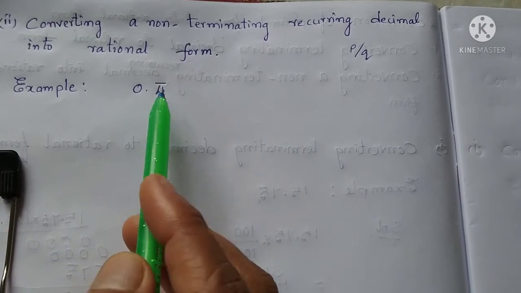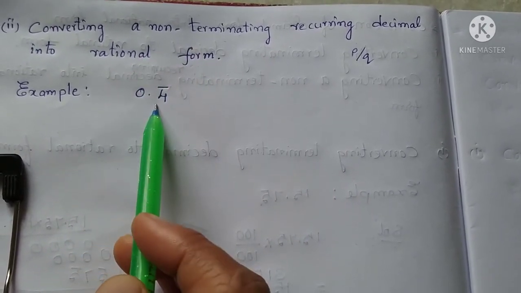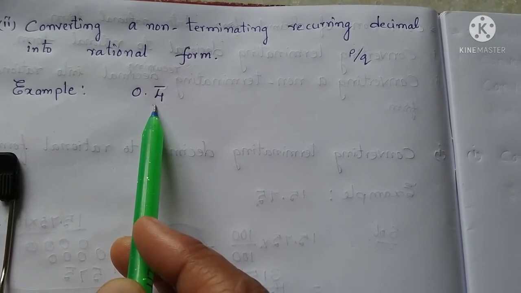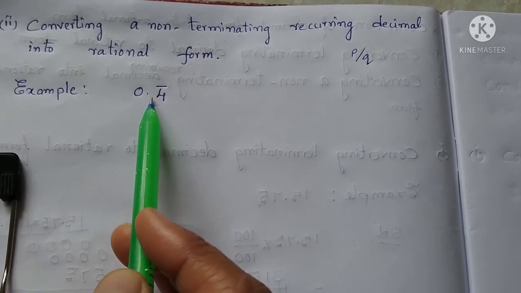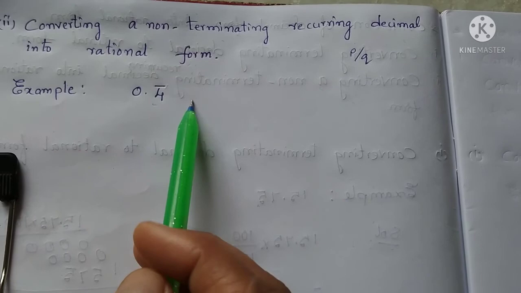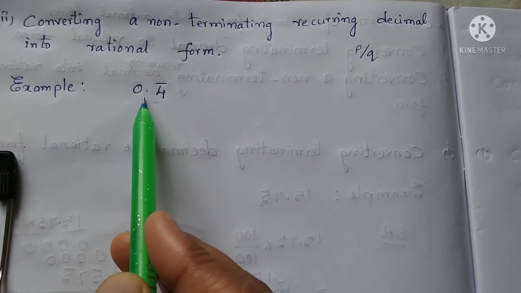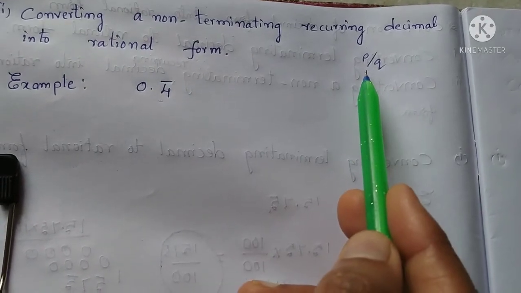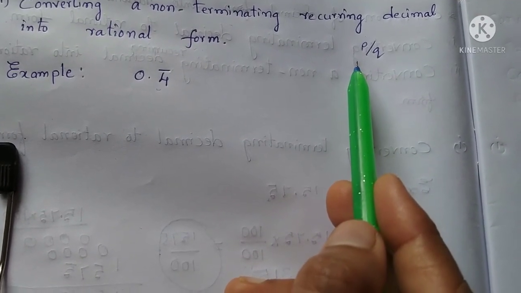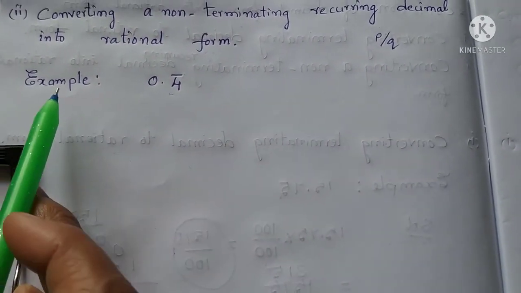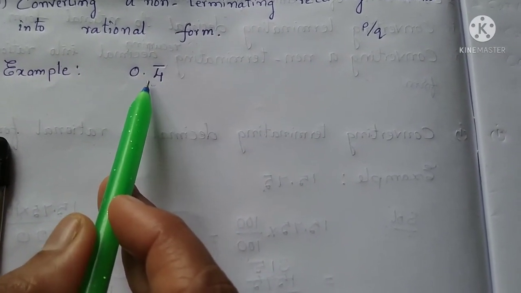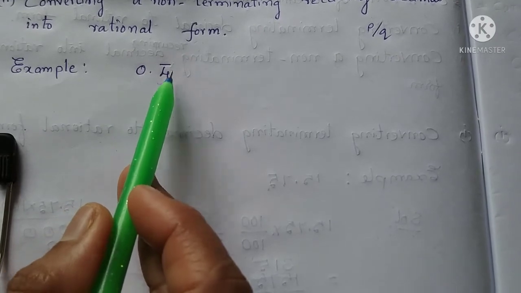Here a non-terminating recurring decimal means the digits after the point keep repeating. Change this decimal form to the rational form. What is a rational form? P by Q. So I give one example, 0.4 bar. It is read as 0.4 bar.